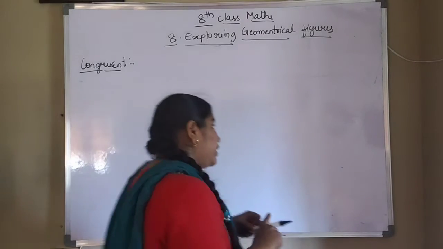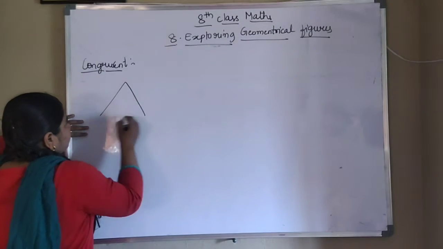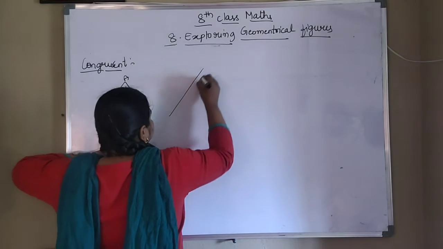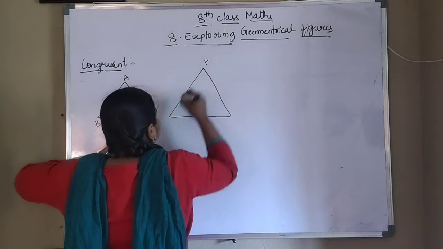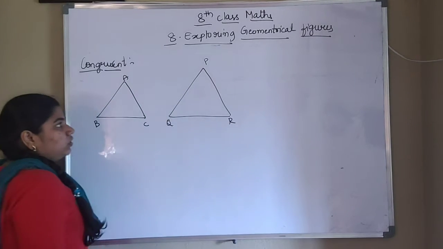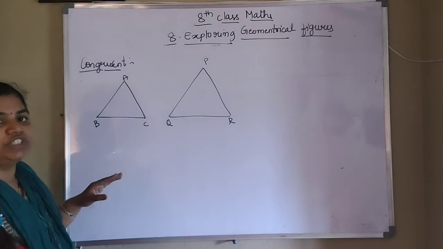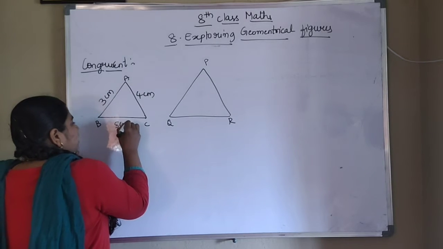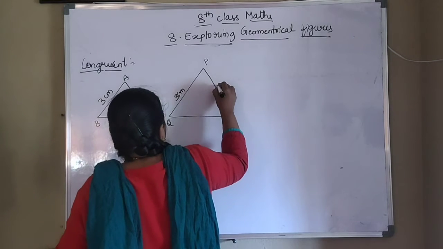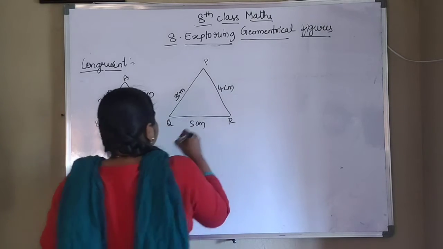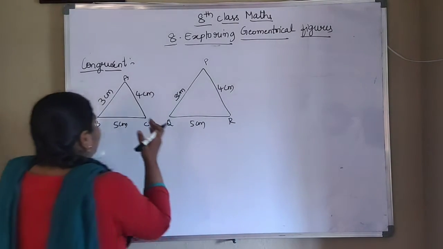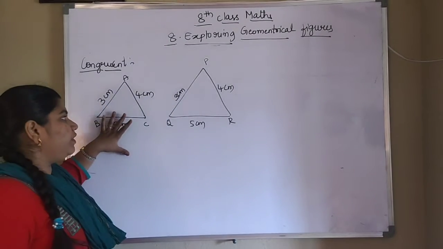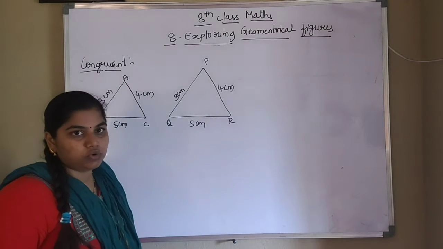In the same way you can take triangles also. A, B, C, and here P, Q, R. These two triangles are congruent to each other. Why am I saying this? I am taking 3 centimeters, 4 centimeters, 5 centimeters, and in the same way 3 centimeters, 4 centimeters, 5 centimeters. If you take this triangle and place it on triangle ABC, both the shape and size will be the same. Then only can we call these two triangles congruent.